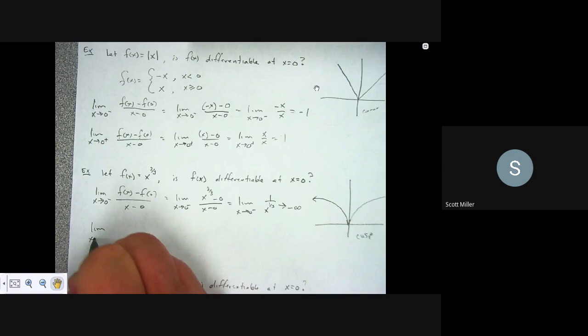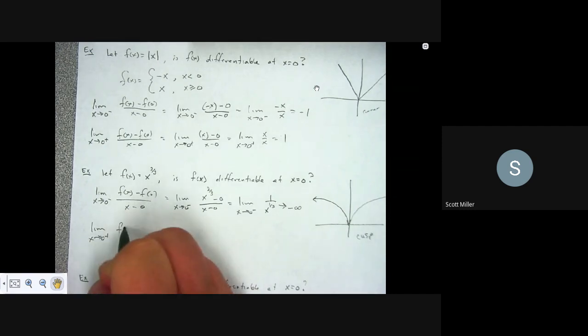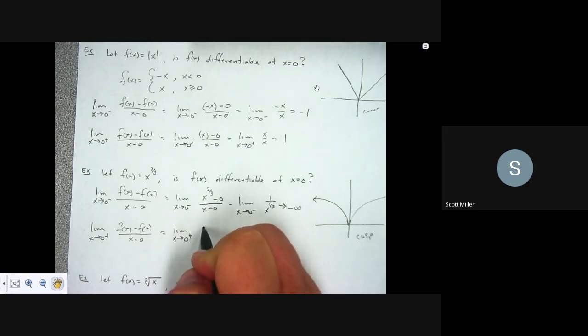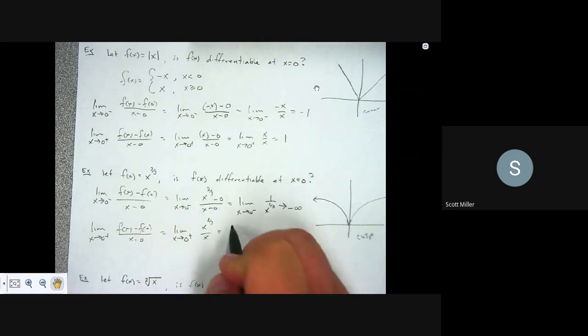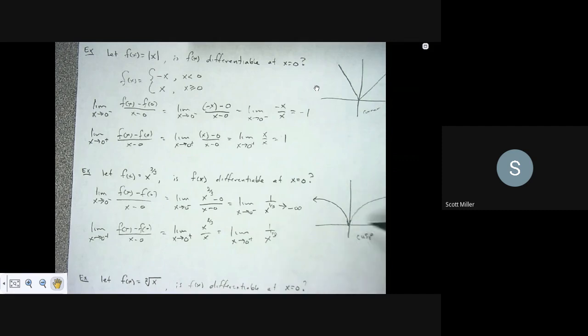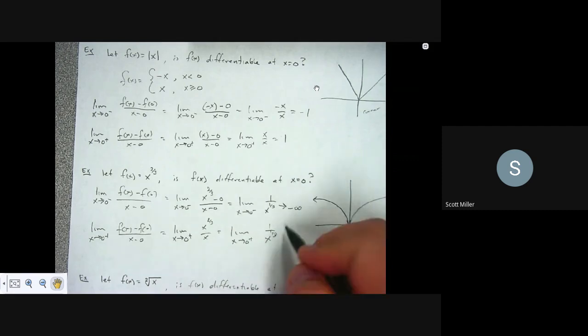What is the limit as x approaches 0 from the right of this function? The same process is going to occur. You'll get x to the 2/3 divided by x. And again, I get 1 over x to the 1/3. But this time, the x's are positive because we're approaching from the right. So the x values are positive. All the slopes are positive here. And so this is approaching positive infinity.